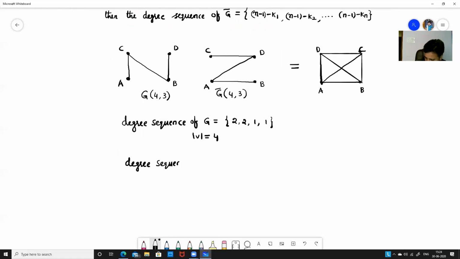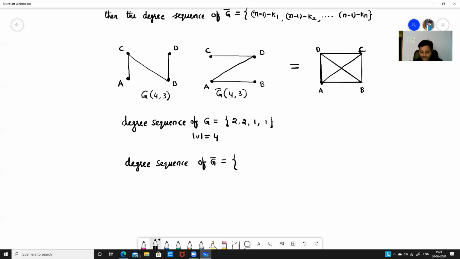Degree sequence of G bar. How to find the degree sequence of G bar? It is very simple logic. In a complete graph, for any vertex, what is the maximum degree? That is n minus 1. Maximum degree is n minus 1.